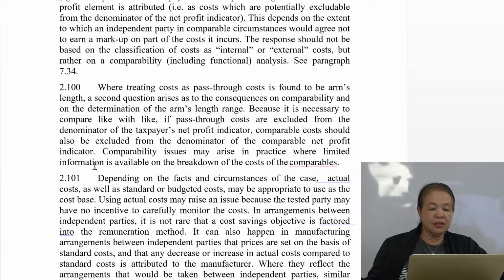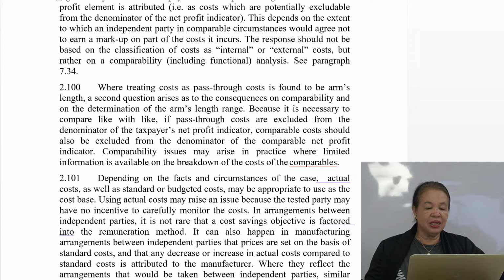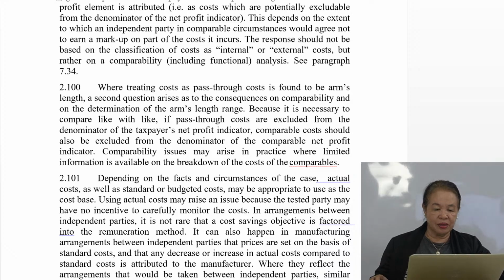So because it is necessary to compare like with like. So if pass-through costs are excluded from the denominator of the taxpayer net profit indicator, comparable costs should also be excluded from the denominator of the comparable net profit indicator. Comparability issues may arise in practice where limited information is available on the breakdown of the cost of comparables. So depending on the facts and circumstances of the case, actual cost as well as standard or budgeted cost may be appropriate to use as the cost base.